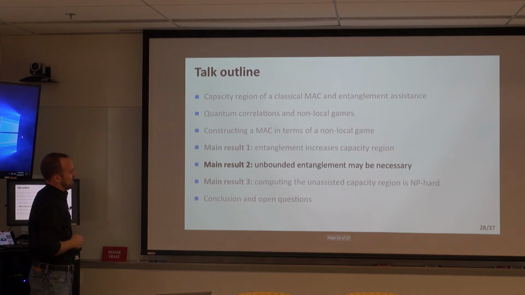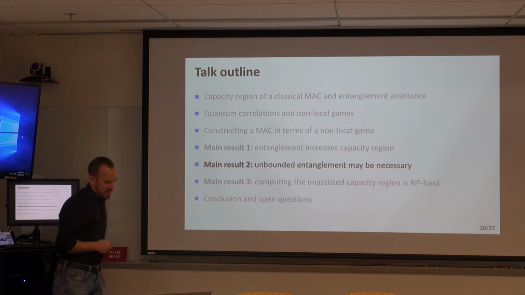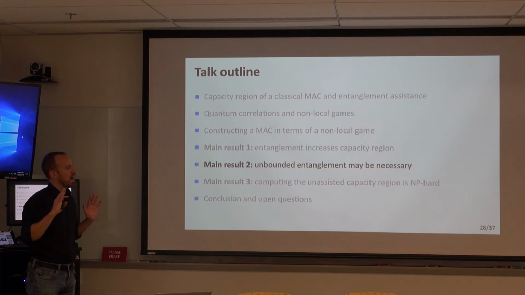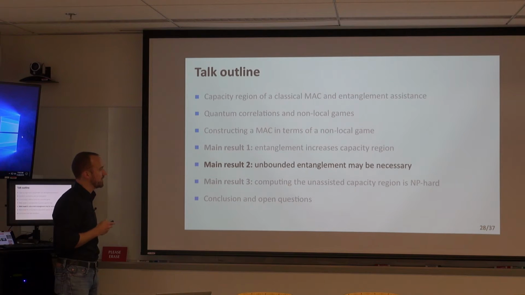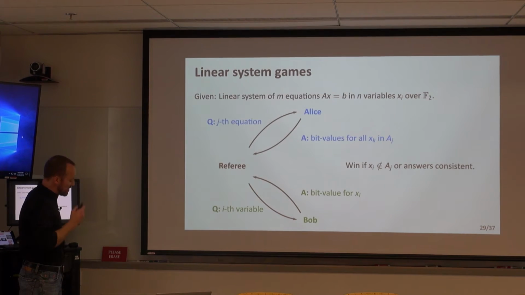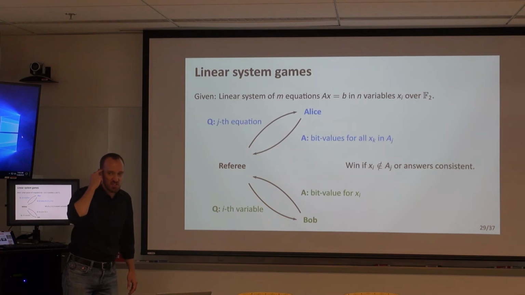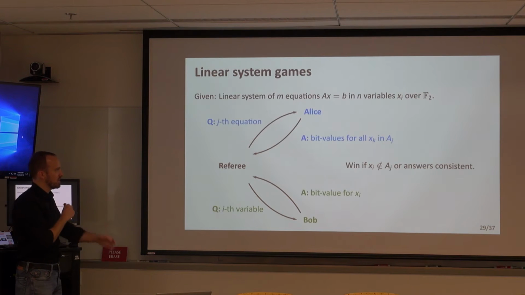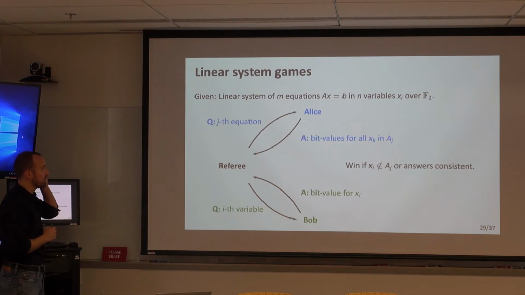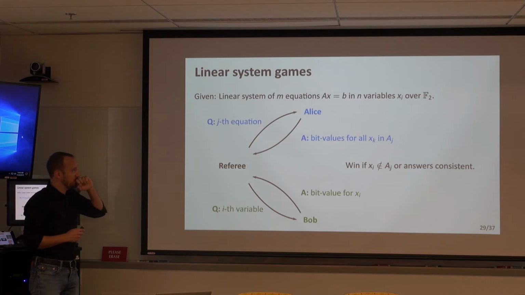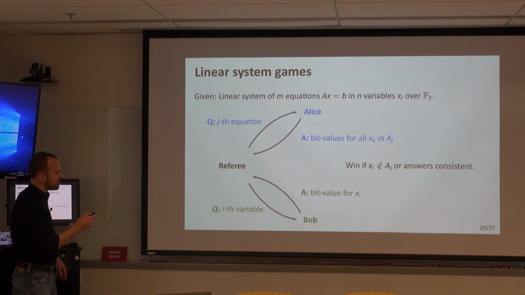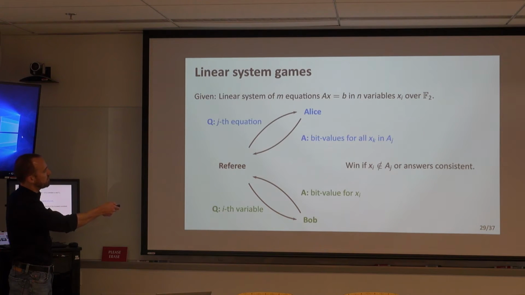Now that I've told you that entanglement increases the capacity region, we want to know how involved that might be. There's a very interesting class of non-local games called linear system games that will enable us to show the details of this entanglement boost. For linear system games, you start with a system of linear equations over F2. So you have M equations in N variables. And then the game works as follows.